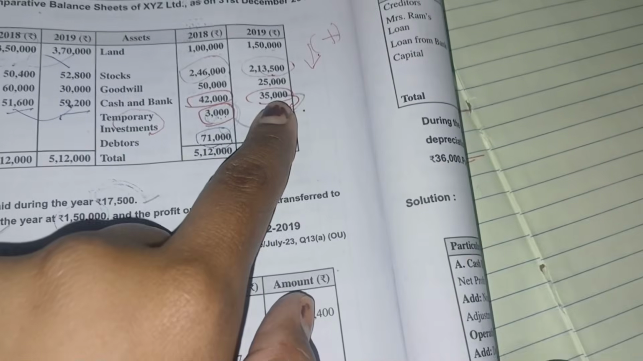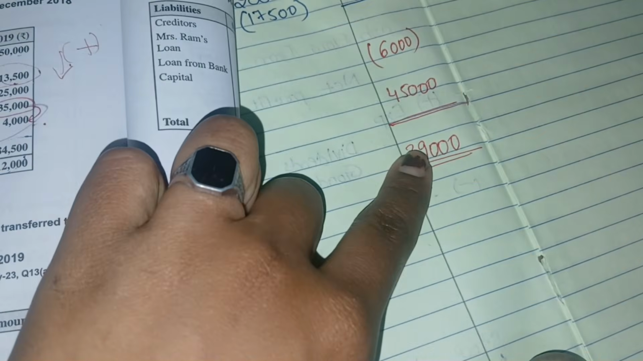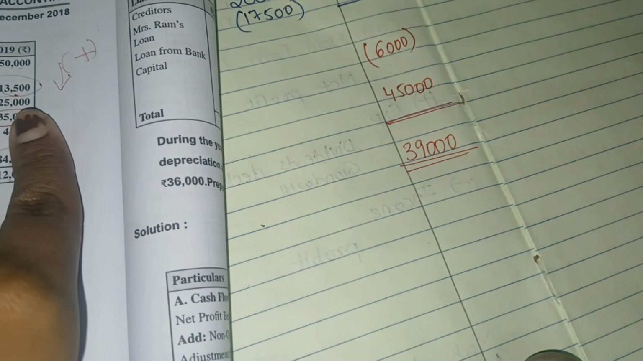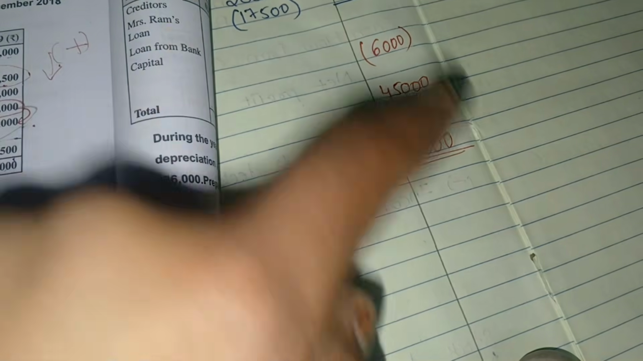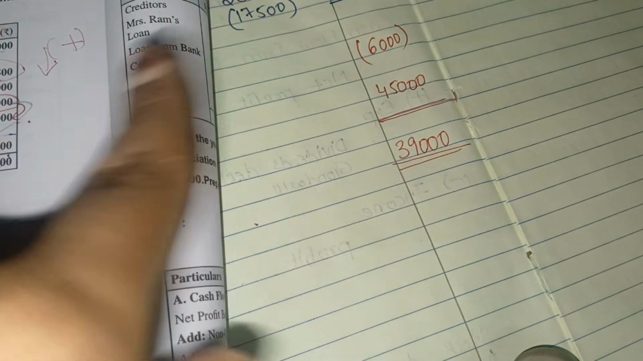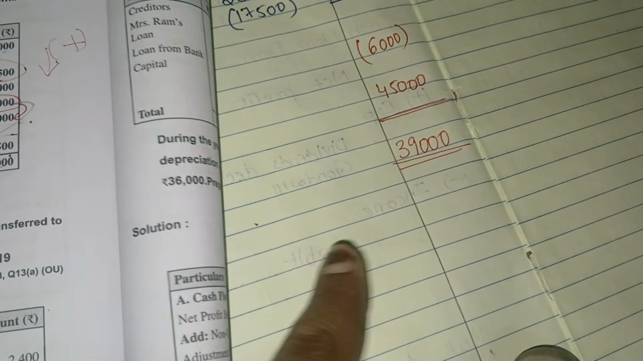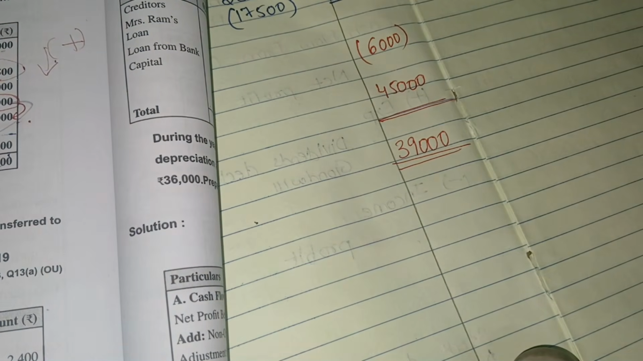What is the closing cash? 35,000 plus 4,000 is 39,000. How much are we getting? 39,000. Like this, the closing cash in the question and the last cash value in your solution should match. When both are matching, then only you have done the answer the correct way. This is the only thing you need to remember.